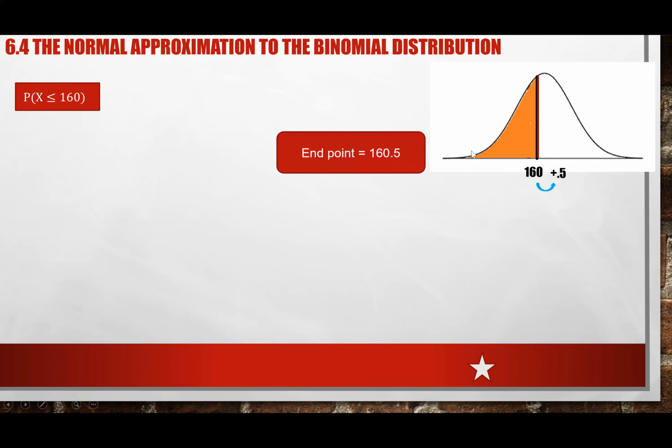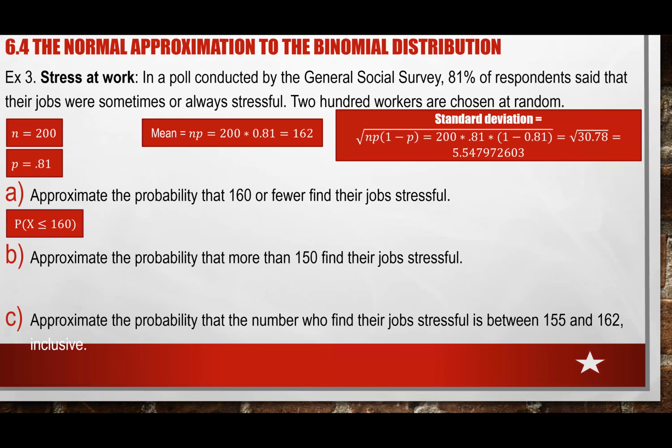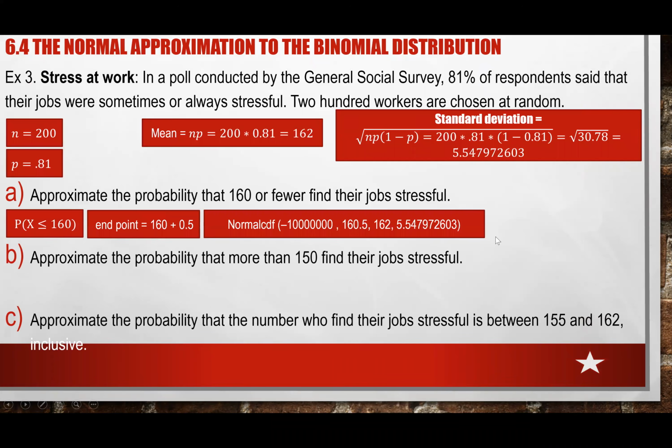And again, what is my lower endpoint? My lower endpoint would be a negative, some humongous number. My upper endpoint would be 160.5. And my mean is 162, and my standard deviation is 5.547.